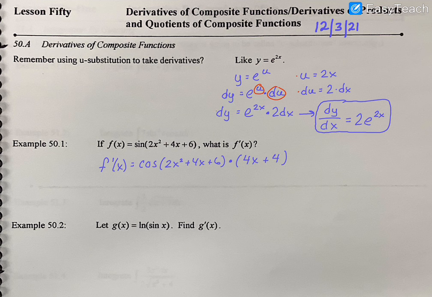In terms of cleaning this up, there's not really a lot of cleanup on this one. I think if I was writing it, I would probably flip it around and bring my 4x plus 4 out front. Either way, whether it's out back or out front, that 4x plus 4 is a sum, and it needs to be in parentheses. So I can say 4x plus 4 times the cosine of 2x squared plus 4x plus 6. Either of those answers would be acceptable.